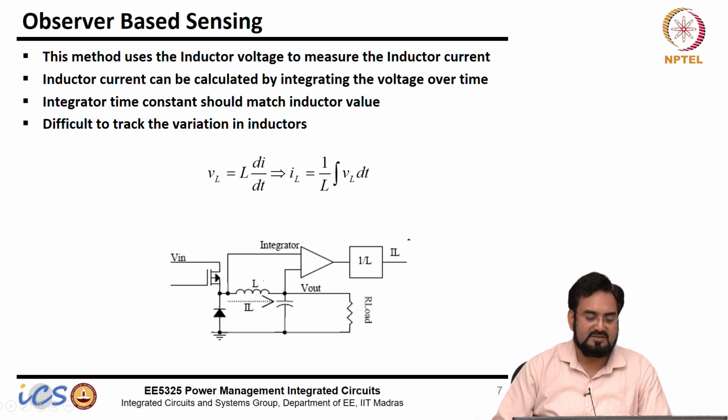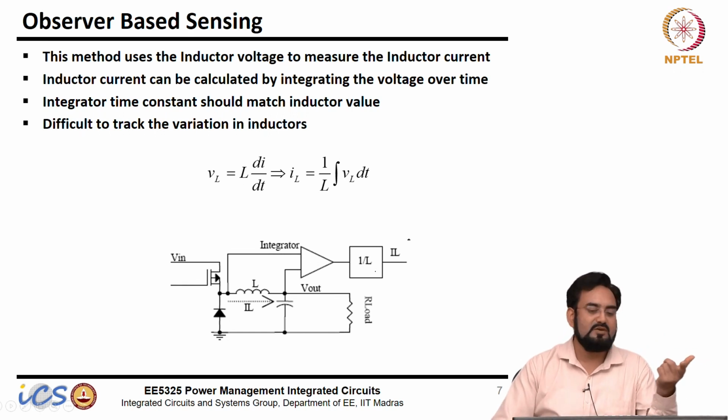So, it is very difficult actually, and another drawback of this is this 1 by L is different than this, because this is the integrator gain and this L. So, you cannot track the two. So, you need to have a way to measure the inductor value and tune your integrator gain accordingly, only then you can get accuracy, and this will work under no loss conditions.